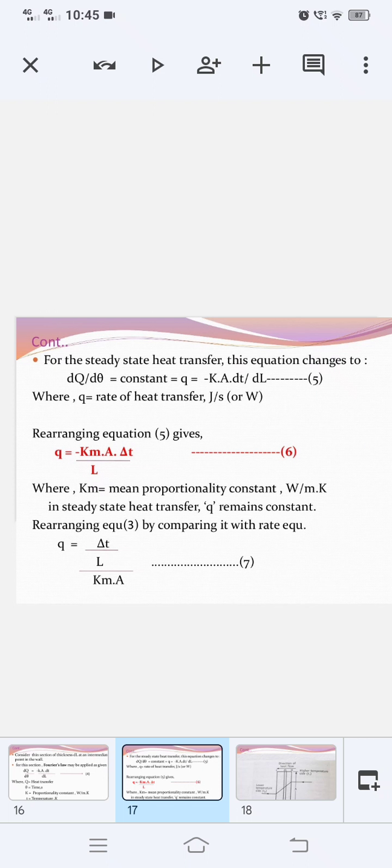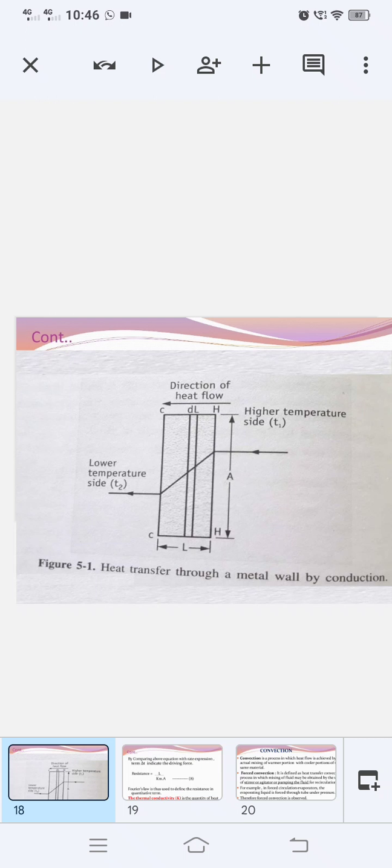Now in equation number 5 you can see a minus sign. What does this minus sign indicate? It indicates the decrease in temperature in the direction of flow. When heat flows in a direction, there is a decrease in temperature along that direction, from where the temperature has already risen. So the minus sign indicates temperature decrease in the direction of flow. This was Fourier's law.